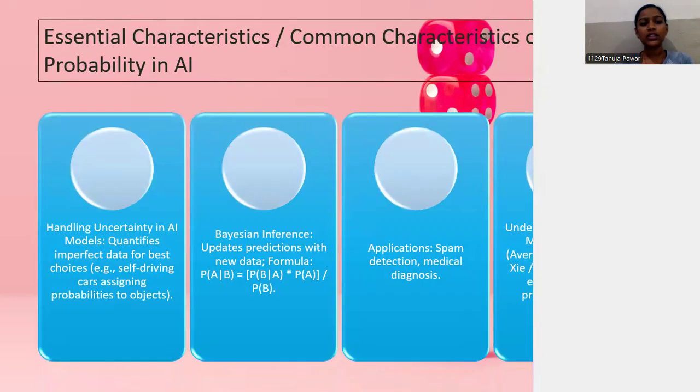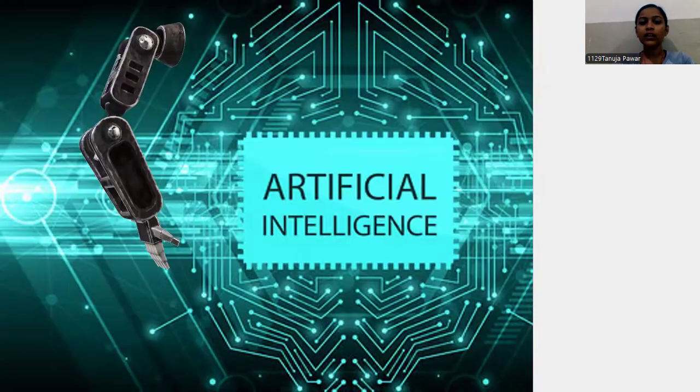There are some essential characteristics related to probability in AI. First one is handling uncertainty in AI models. It quantifies imperfect data for best choices. Second one is Bayesian inference. It updates predictions with new data. Then the applications are spam detection and medical diagnosis.